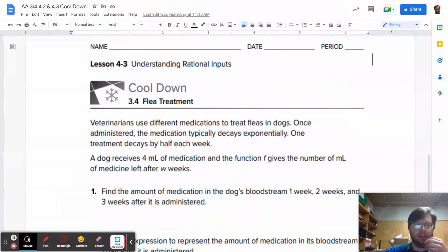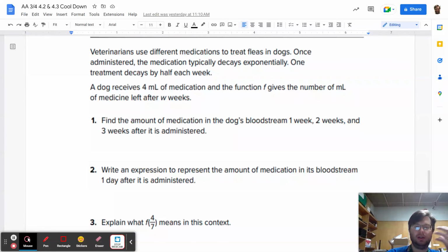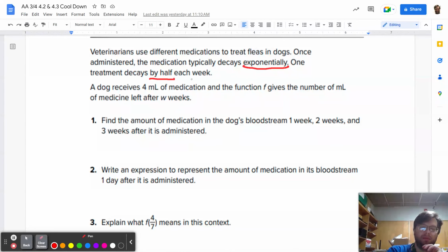Now we're looking at when we don't have whole numbers as our exponents, but now we can have fractions or decimals as our exponents. And that's kind of the new shift in these most recent lessons. So we're talking about medication for treating fleas in dogs. And it tells us here that it's exponentially, so we know we're multiplying it. And it decreases by half each week.